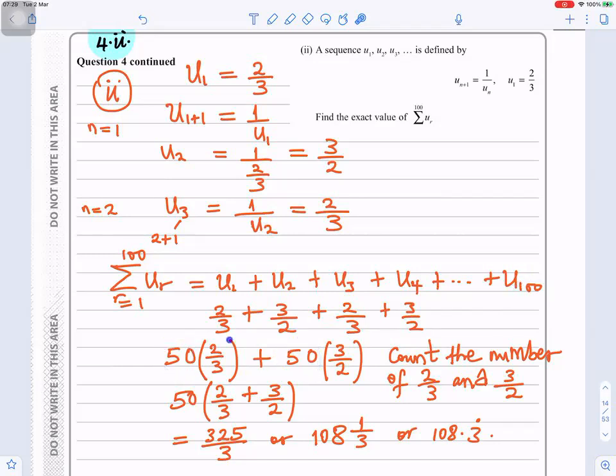So we just multiply 50 times 2 over 3 plus 50 times 3 over 2. So what we are doing is counting the number of 2 over 3 and 3 over 2. And to do that, you take 50 out as a factor, out of the bracket, and you have 2 over 3 plus 3 over 2. Together, you get 325 over 3, which is 108 and 1/3 or 108.3 recurring.